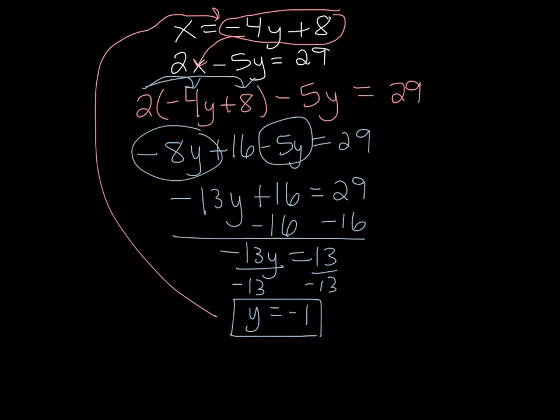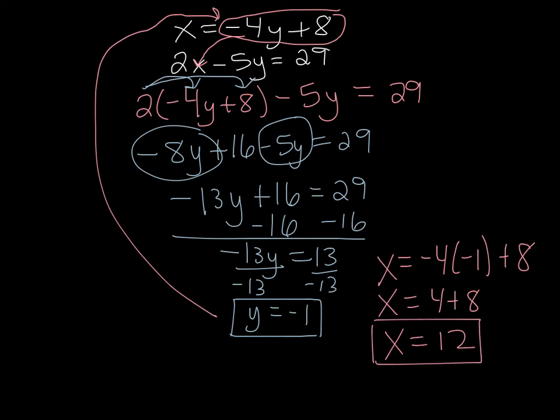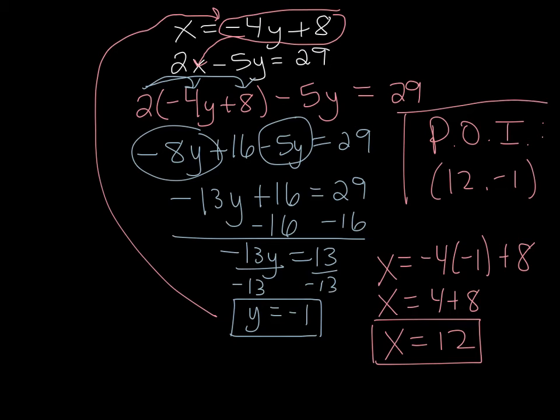Okay, so we're going to plug in our y value to our x equals equation. X equals negative 4 times negative 1 plus 8. So x equals 4 plus 8, or 12. So our point of intersection is 12, negative 1. It's the only xy pair that will satisfy both equations, and we can test that by plugging the 2 points into our second equation and verifying that it works.